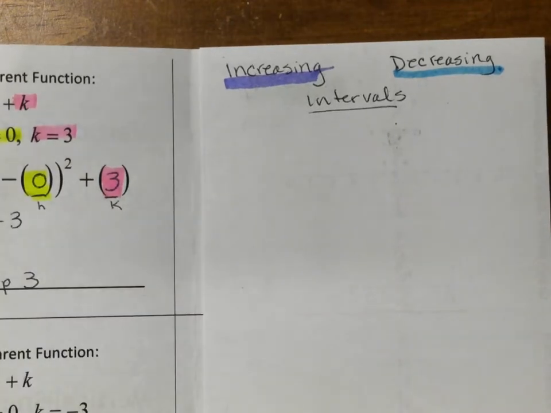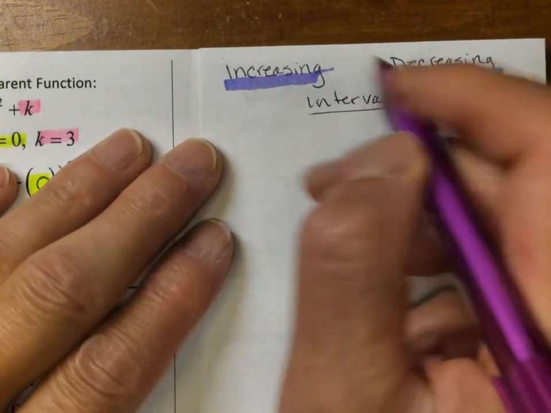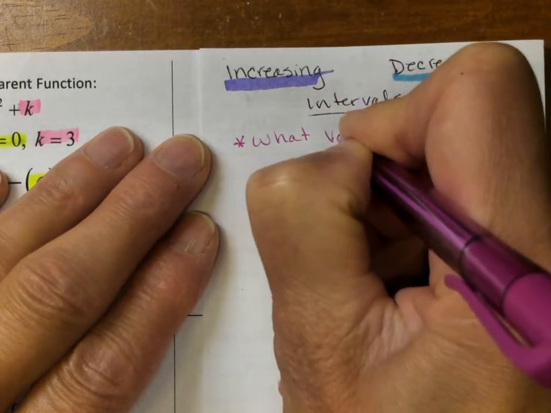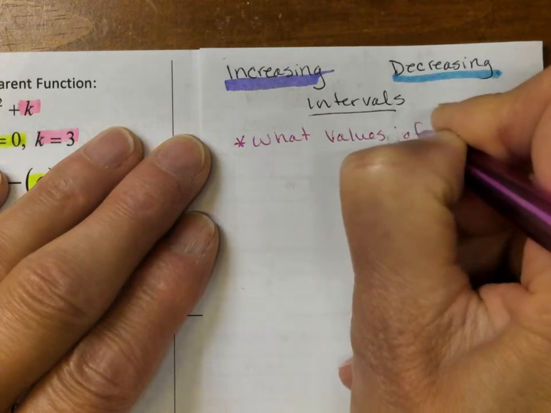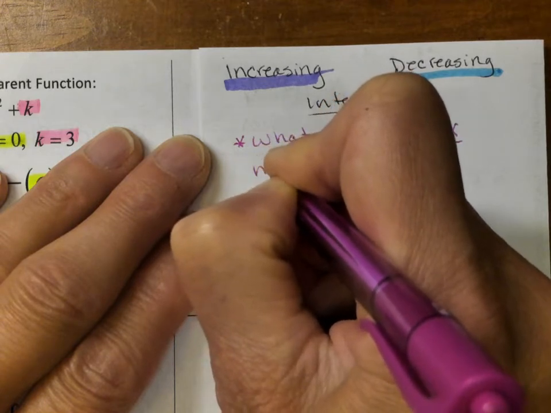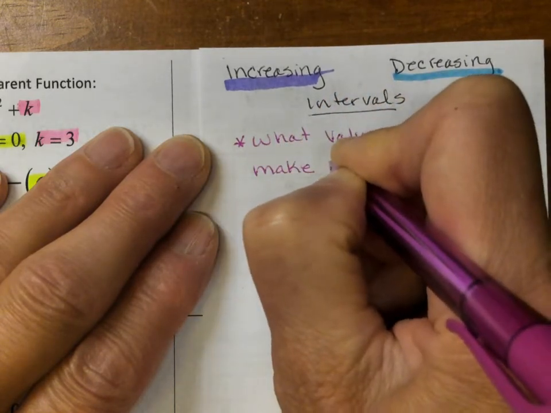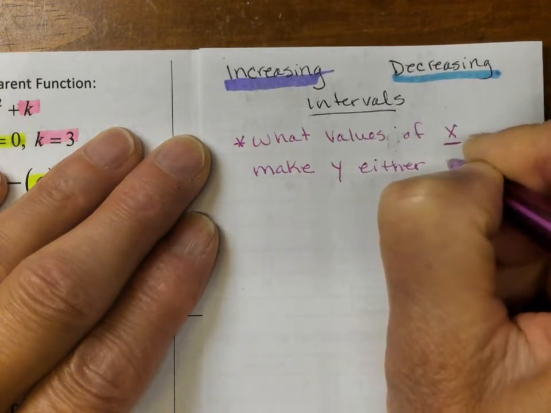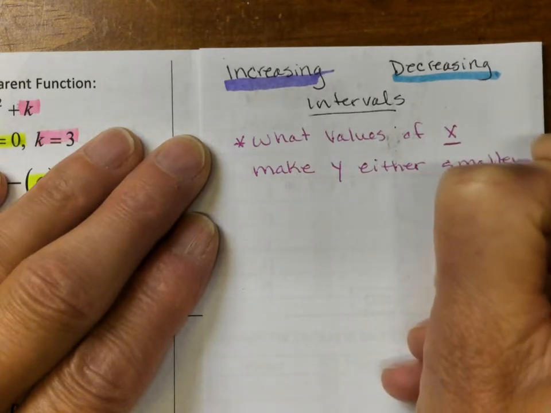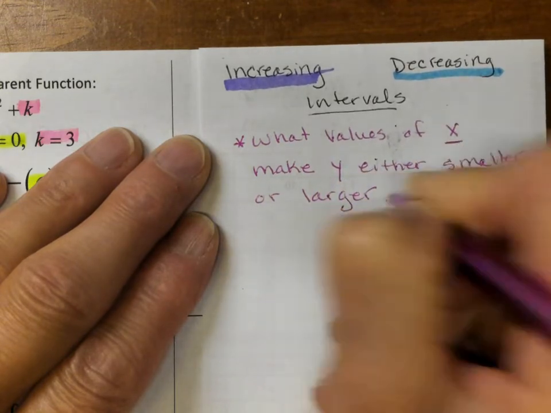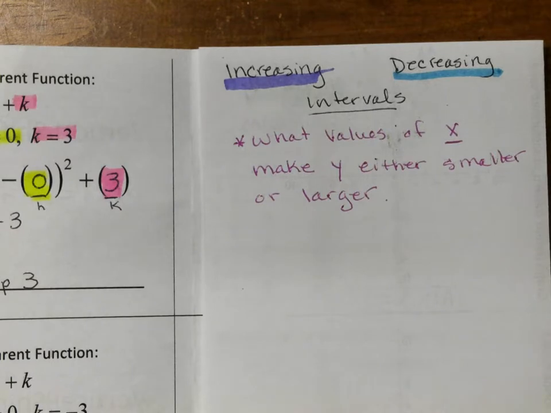I know they're close. So the thing that you need to think about with your increasing and decreasing is you want to know what values of x make y either smaller or larger. Okay, and I'm going to explain what that is.